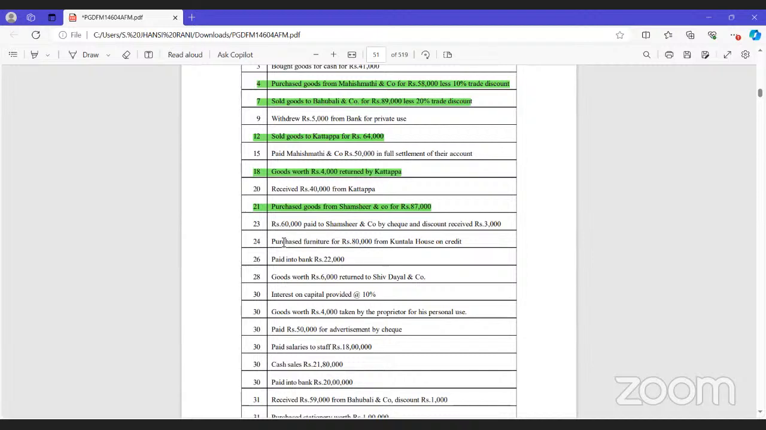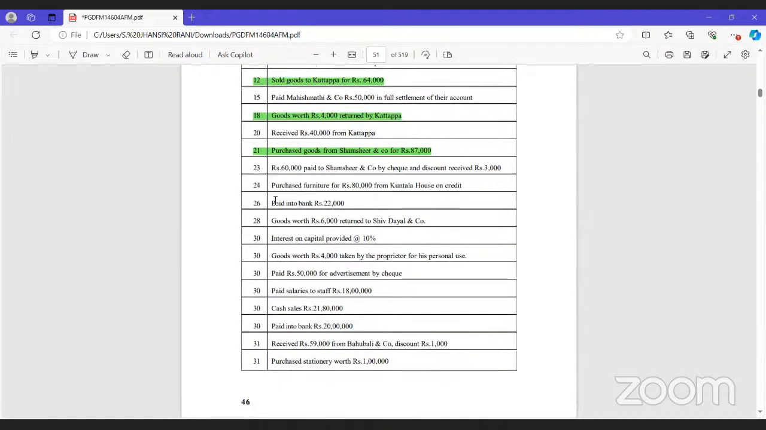Next, purchased furniture from Kuntala house on credit. It is a credit transaction. Next, we have paid into bank. What will we pay? We'll pay cash. That we will write. Next, goods worth 6,000 returned to Shiv Dayal and company. Have we done any transaction with Shiv Dayal? No, we are returning. So it is purchase returns. Goods will be sent back. So it is not a cash transaction. We are sending only goods. We are returning them back.